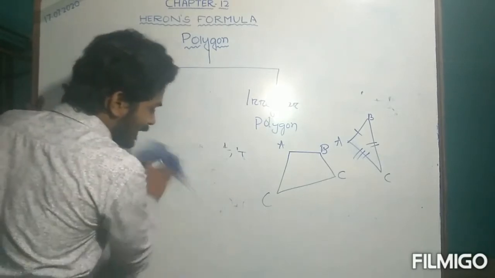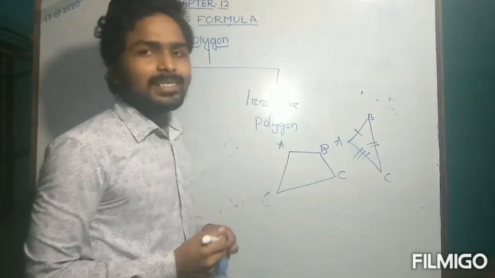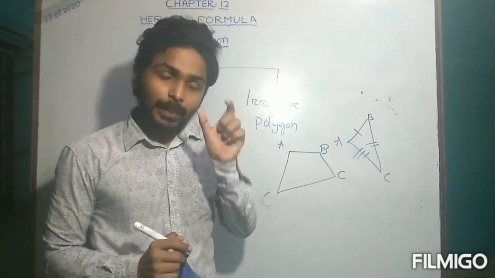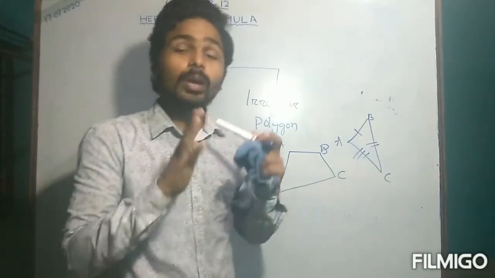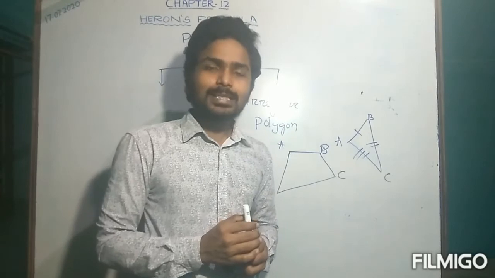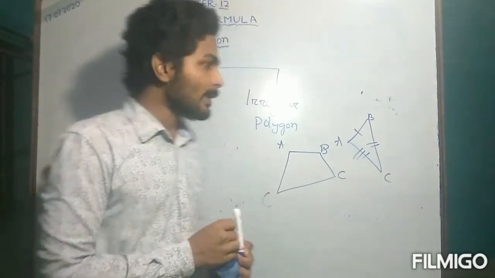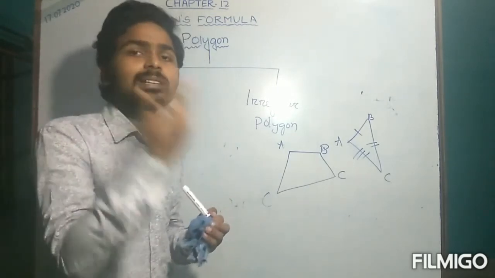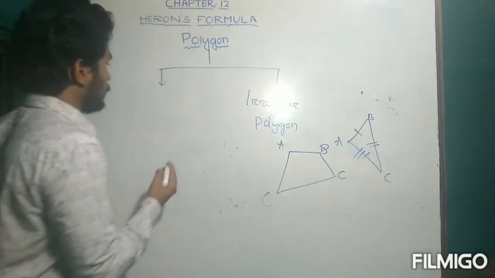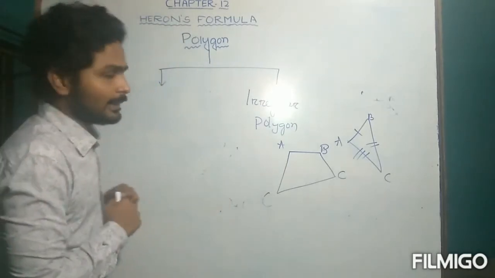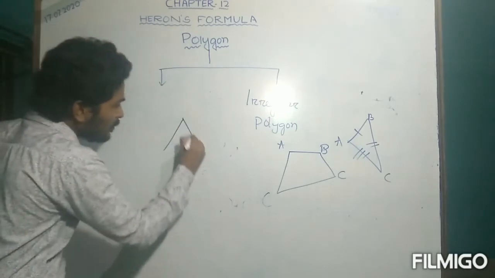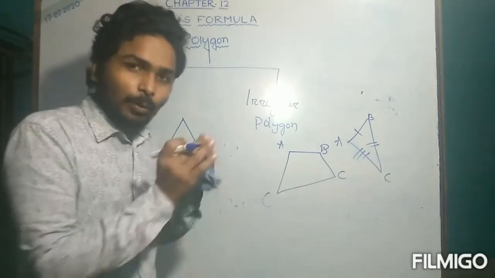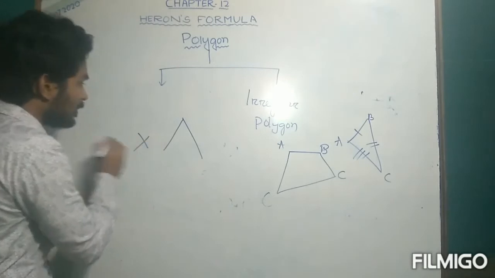Let us talk about one more thing. A question arises here. What is the name of a polygon which is made up of the minimum number of sides? That means we have to name a polygon which is made up of the minimum number of sides. So in order to form a polygon, what is the minimum number of straight lines needed? Let us find out. Suppose we have 2 straight lines. Then by using these 2 straight lines, is it possible to draw a closed figure? No, it is not possible.